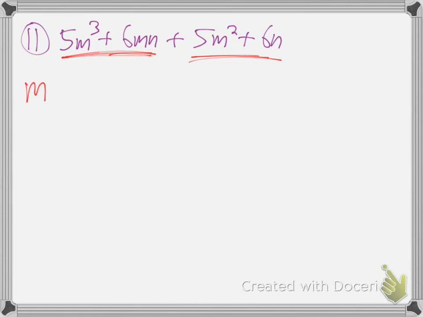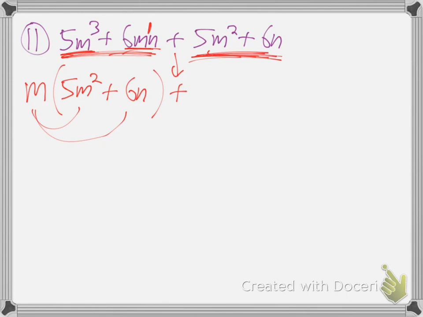They both have an m, don't they? You take the lower power, m to the first, regular m, right? What does that leave? M times what would go back to 5m cubed? 5m squared. And m times what would go back to 6mn? 6n, huh? Good so far? Plus. Couldn't you just rewrite it? Let me show you that in a minute. Okay, plus, now, keep that in the middle.